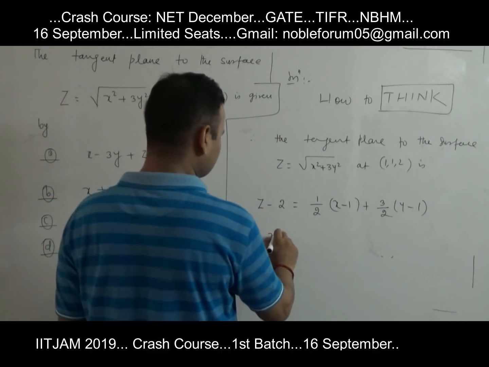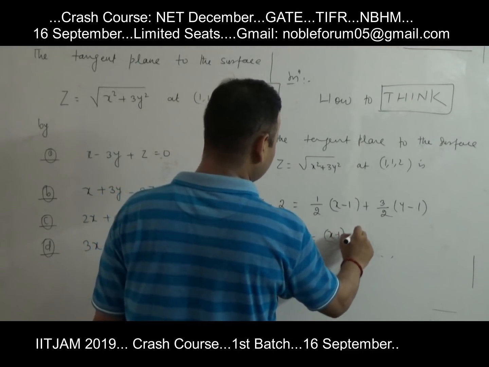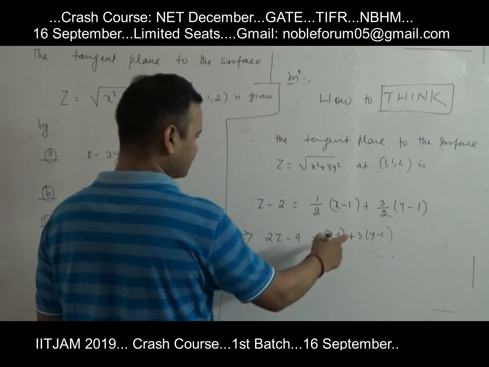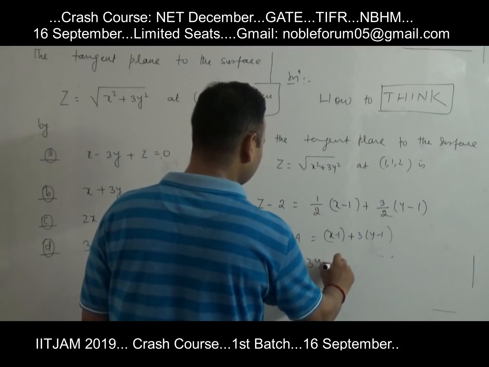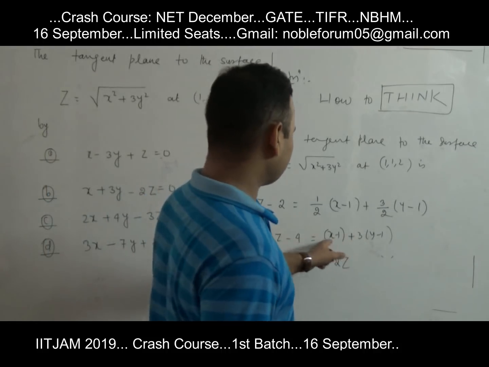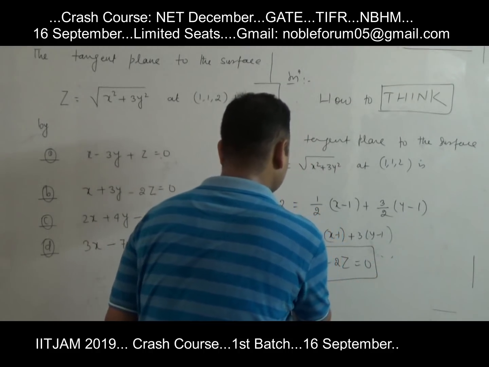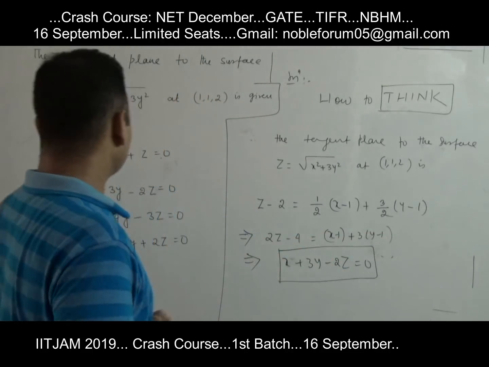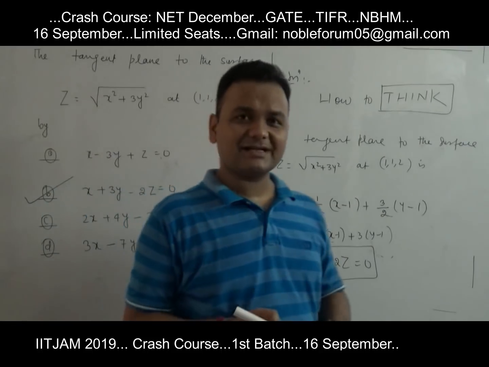So now do the cross multiplication. So this is 2z minus 4 is equal to x minus 1 plus 3 times (y minus 1). Now do this little bit of calculation. This is x plus 3y minus 2z, right? So this is minus 3 minus 4, and this gets cancelled. So this is the equation of the tangent plane. So x plus 3y minus 2z is equal to 0. So this is the answer.